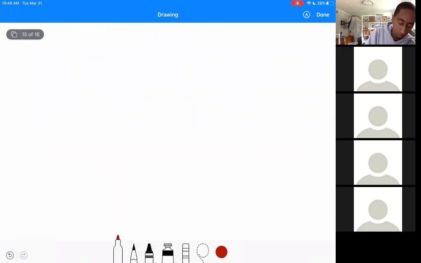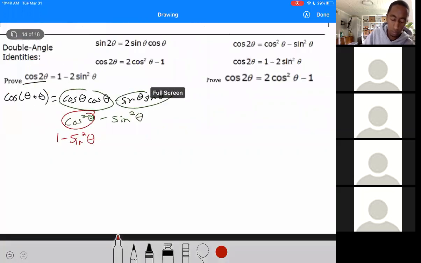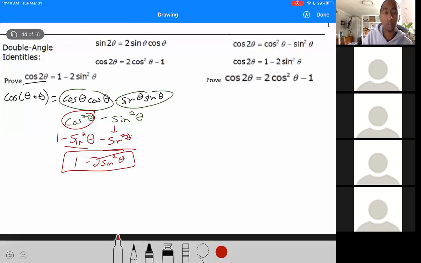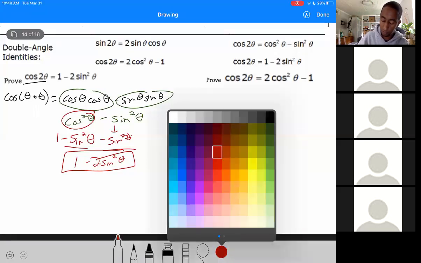Where were we? I lost where we were. Were we here? Over here. So we can say cosine squared of theta equals 1 minus sine squared of theta. And we bring this down. And then we have 2 of these. So when you subtract sine squared of theta minus sine squared of theta, that is 2 sine squared of theta. And that's 1 minus 2 sine squared of theta. Very good. So it's kind of like a puzzle. You just connect the pieces there, right?